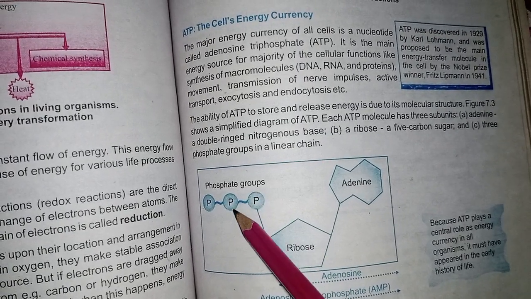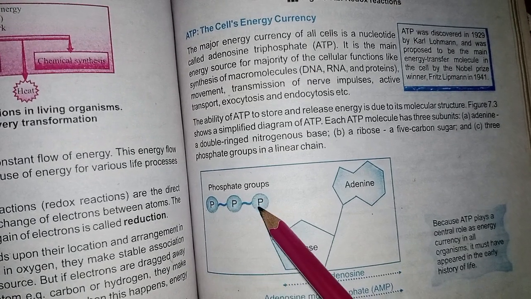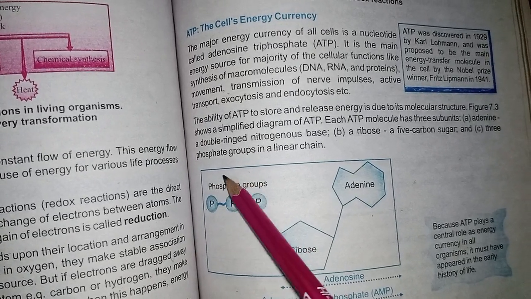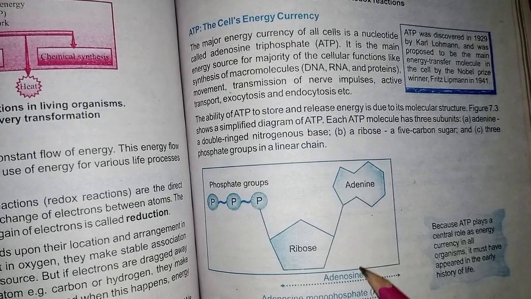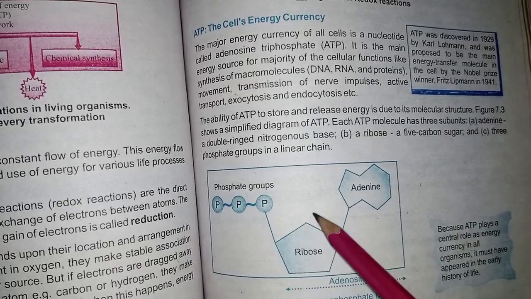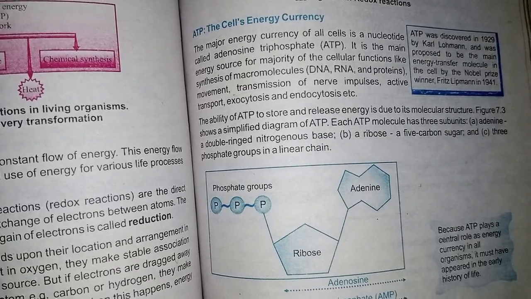Phosphate group first, second, and third, they are attached with the symbol of tilde. Three phosphate groups in this ATP. So the whole diagram shows the ATP energy currency unit.